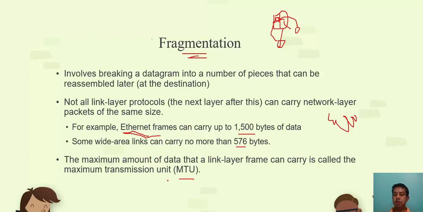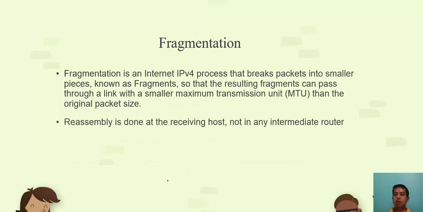So MTU is defined as the maximum size of the frame that can be handled by the underlying data link layer. Now why is this important? This is important because assume that a datagram is created of a size and the underlying MTU is much less. Say a datagram is created of size 5000 bytes and the underlying MTU is 1500 bytes, and obviously the datagram cannot pass through that particular MTU.